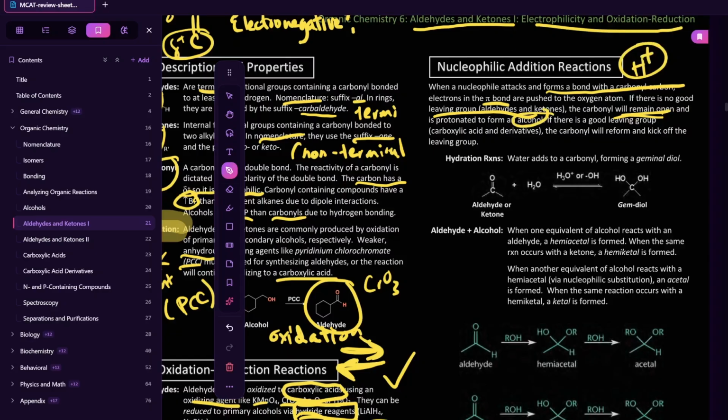But if there's a good leaving group already on that carbon, like in a carboxylic acid and its derivatives, as it says here, those are good leaving groups, the carbonyl will reform and kick off the leaving group. You can think of the carbonyl carbon as a rotating door. Have you ever been through a rotating door where it spins in circles? The nucleophile pushes open that door, and if nothing was ever attached that's able to leave, the door just stays propped open, and that's your alcohol product.